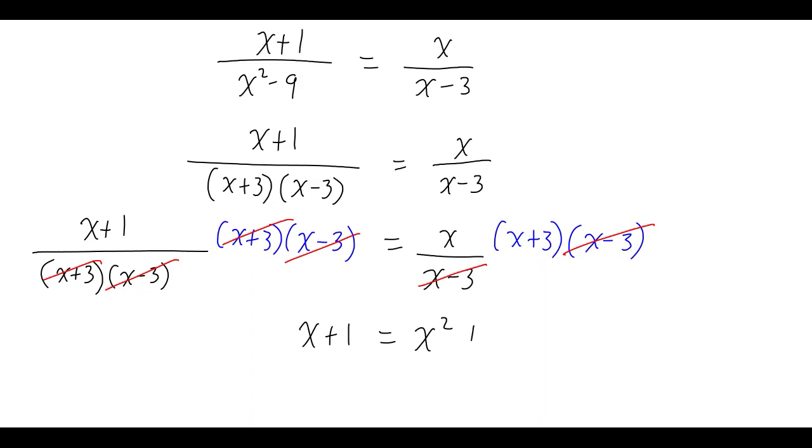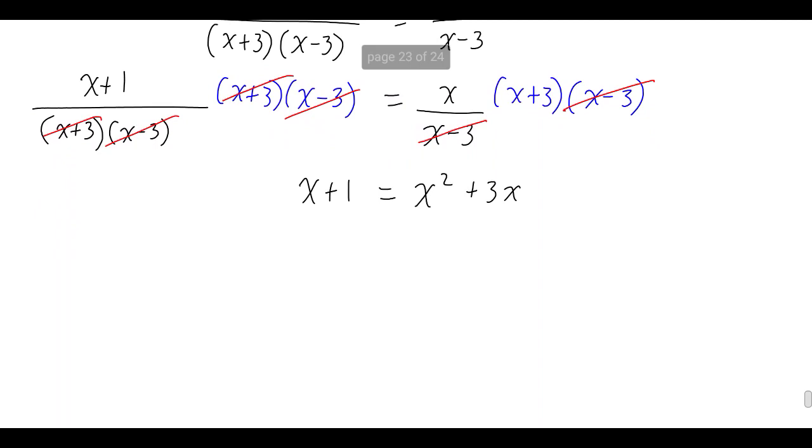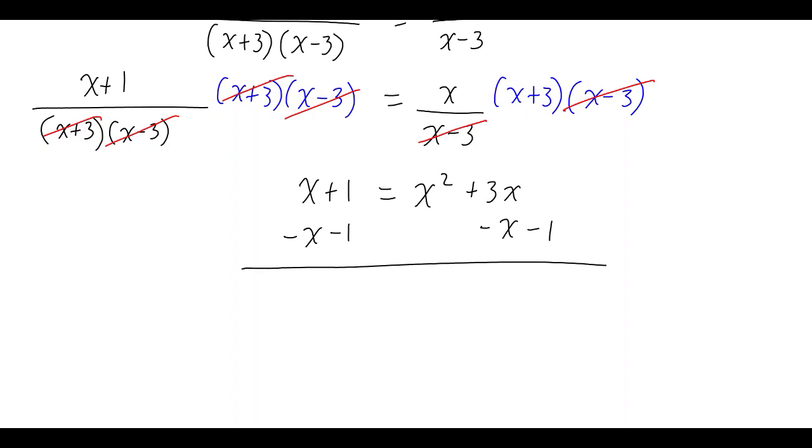I will go ahead and distribute x times x to get x squared, and x times 3 to get 3x. Okay, so now this is definitely a quadratic equation, which means I need to get everything onto one side by itself, so that I have a quadratic equals 0. So I'm going to subtract x from both sides. I will also subtract 1 from both sides. Cancels, cancels. The left side equals 0 now. The right side's x squared plus 2x minus 1.